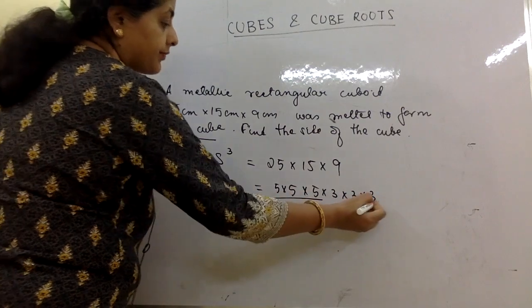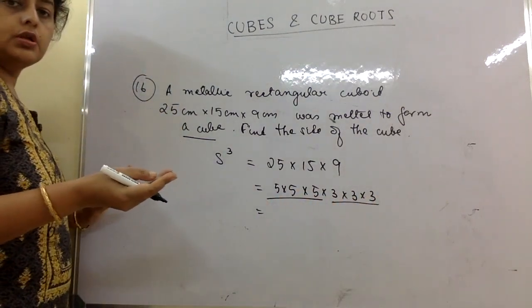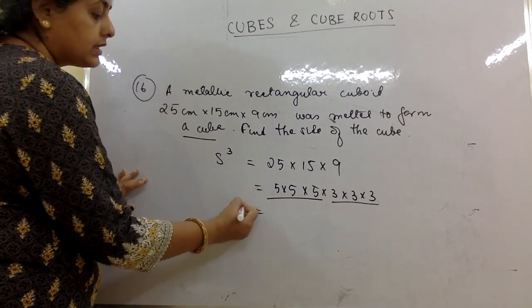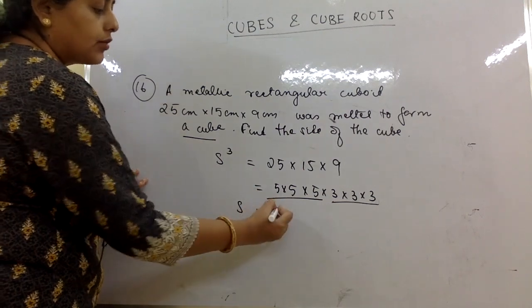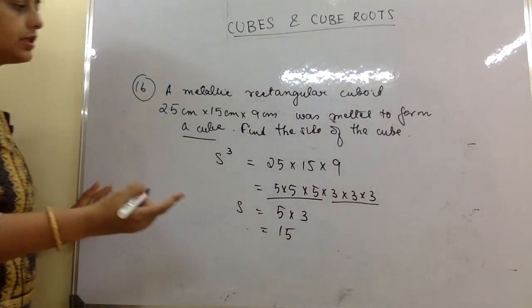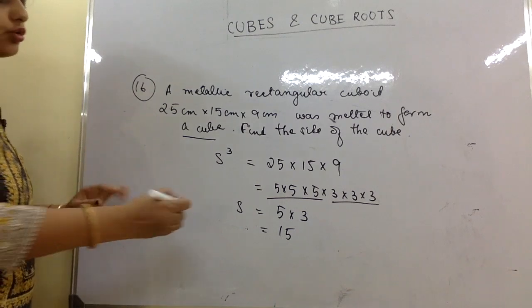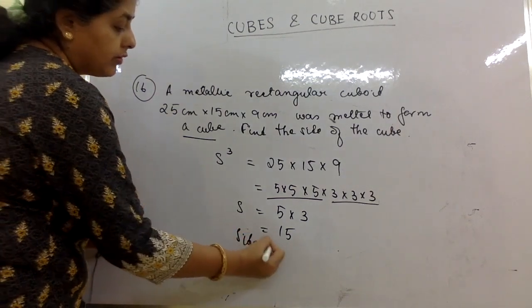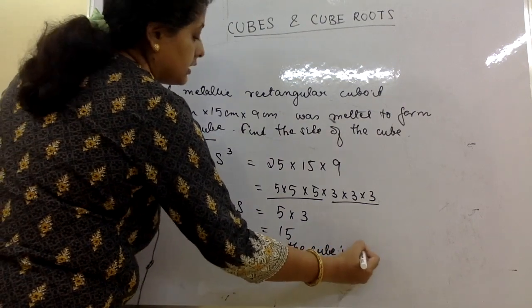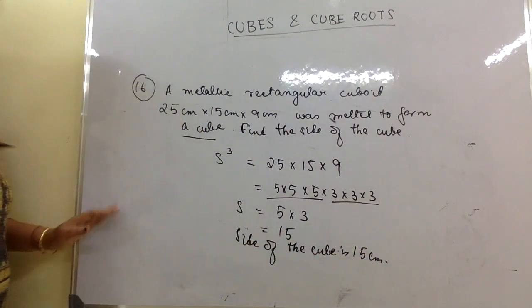Now look here, can I see a cube root? Okay, I can see clearly, so S is equal to pick one out and pick one out. Done. So your answer is 15. So the side of the cube is 15 centimeter.